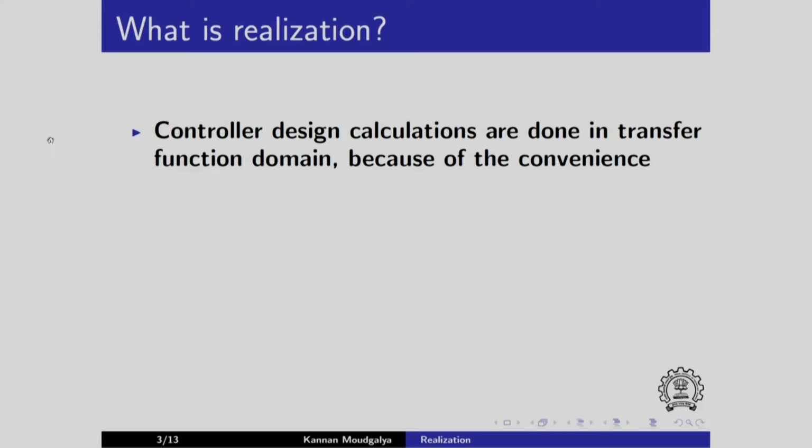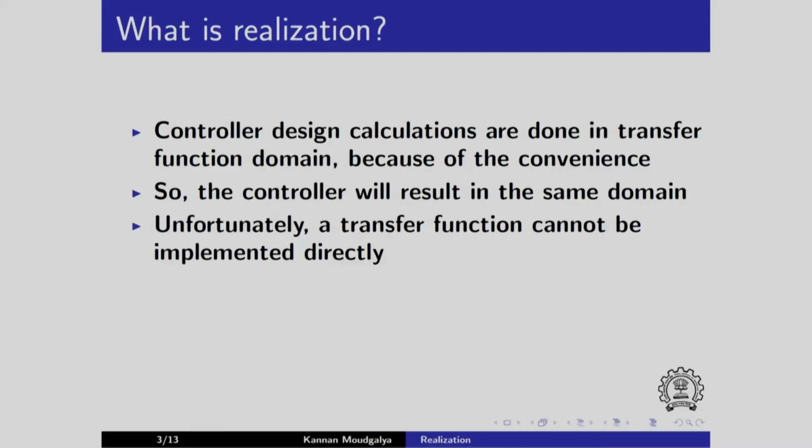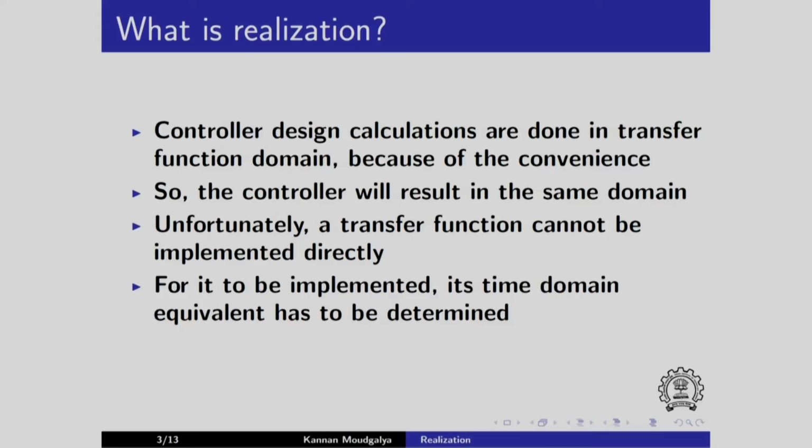Controller design calculations are done in transfer function domain. It is because of the convenience. So the controller will also result in the same domain, namely in Z transform. Unfortunately, it cannot be implemented directly. We need to invert it to time domain to implement it. This is known as realization.